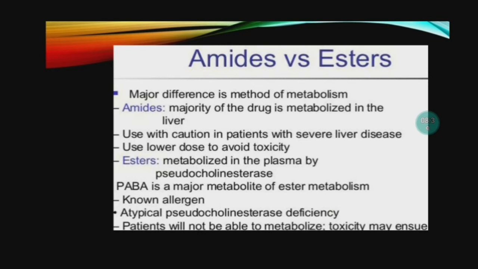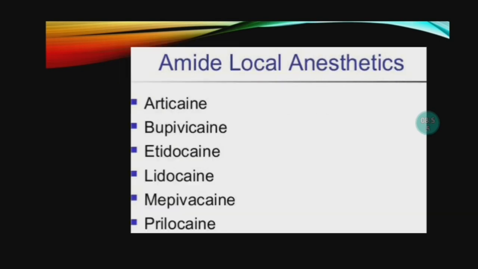Esters are metabolized in the plasma by pseudocholinesterase. PABA is a major metabolite of ester metabolism and is a known allergen. In pseudocholinesterase deficiency, patients will not be able to metabolize the drug, and toxicity may ensue.